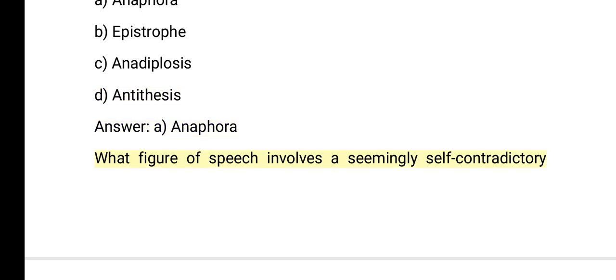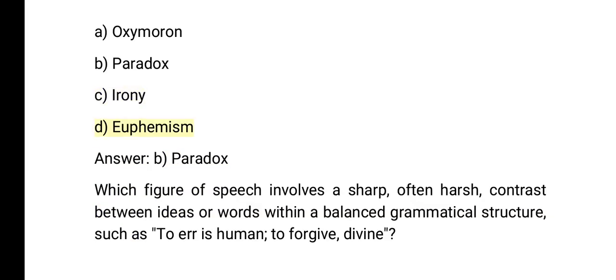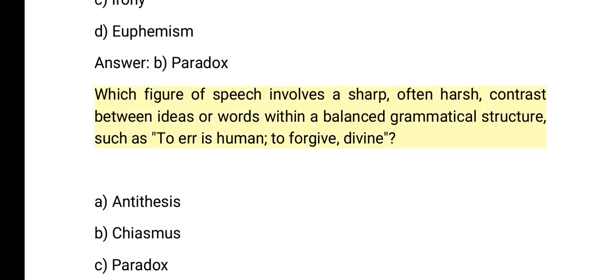What figure of speech involves a seemingly self-contradictory statement that, upon closer inspection, reveals a deeper truth, such as less is more? A. Oxymoron. B. Paradox. C. Irony. D. Euphemism. Answer. B. Paradox.